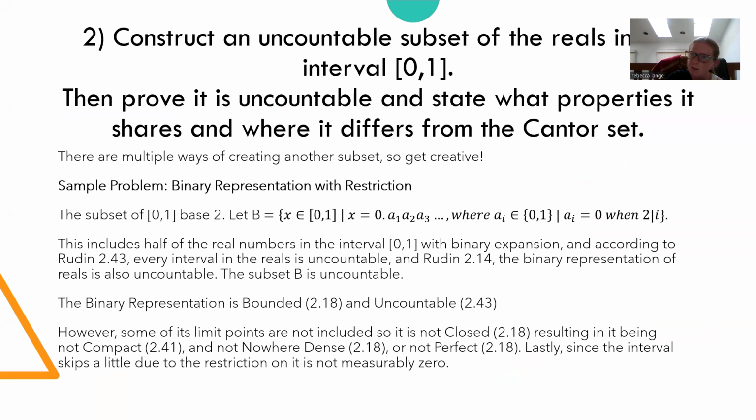Okay. Part 2. You're going to construct an uncountable subset of the reals in the interval 0 to 1. So not every subset of the reals from 0 to 1 is uncountable. Just keep that in mind as you're doing it. I'll just give you an example. If instead of taking out the middle 1/3, let's say you took out the left 1/3 and the right 1/3 each time.